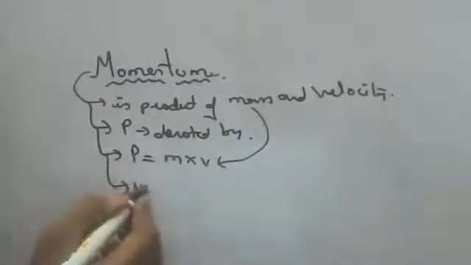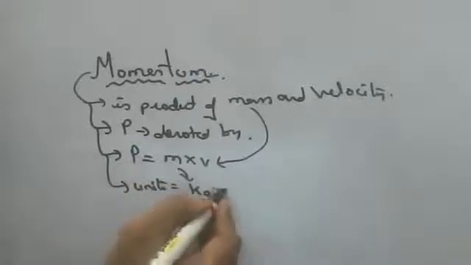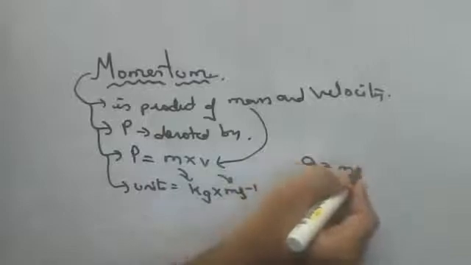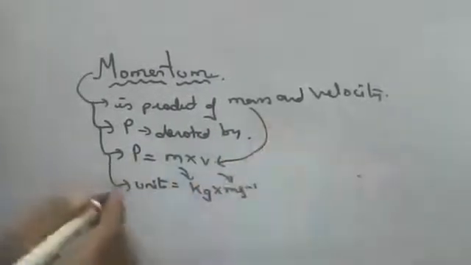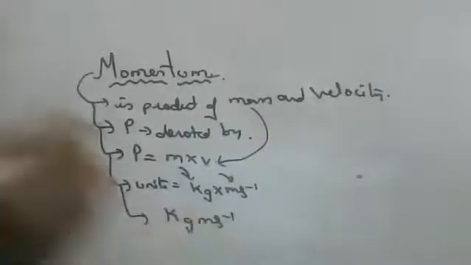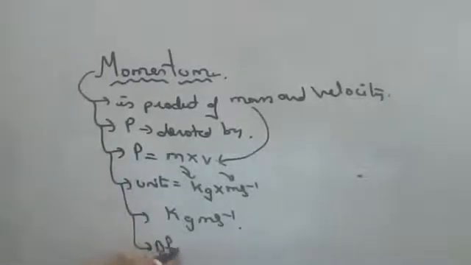Now coming to the units. Mass is kg, velocity is meters per second, and like acceleration we know is meters per second square. Here velocity is meters per second. So the unit for momentum is kg meter per second. Okay, momentum. And coming to dimensional formula, what is dimensional formula?